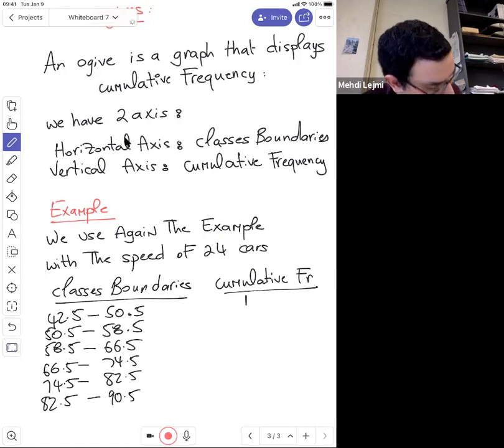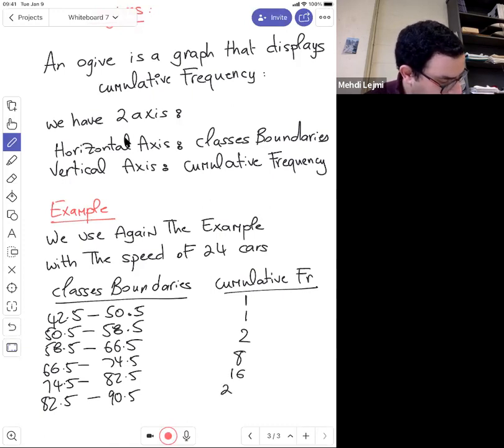So 0 plus 1, that would be 1. Frequency of the third class is 1 plus the frequencies of the previous classes. So that will be 1 plus 1, so that will be 2. Frequency of the fourth class is 6, 6 plus the frequencies of previous classes, right? 6 plus 1 plus 1, or 6 plus 2, that would be 8. Fifth class, its frequency is 8 plus frequencies of previous classes. So that's 8 plus 8, that's 16.